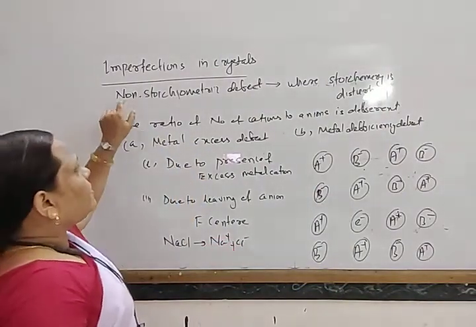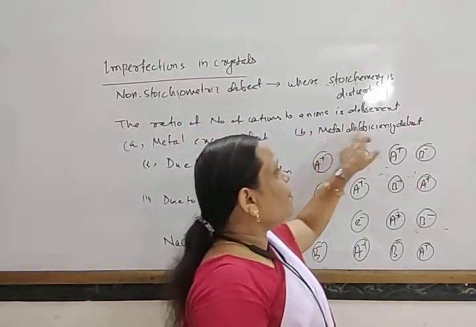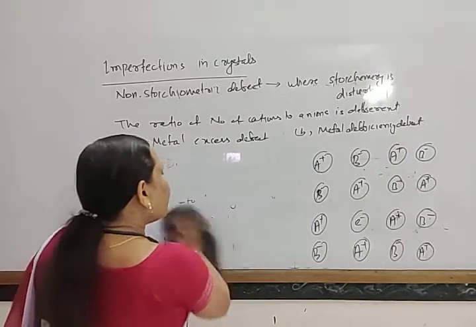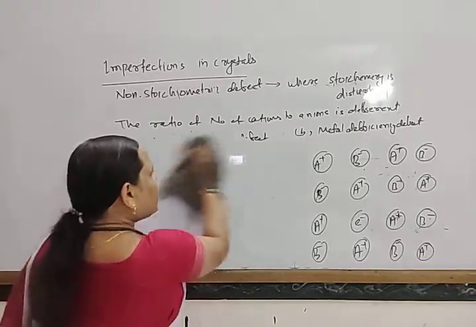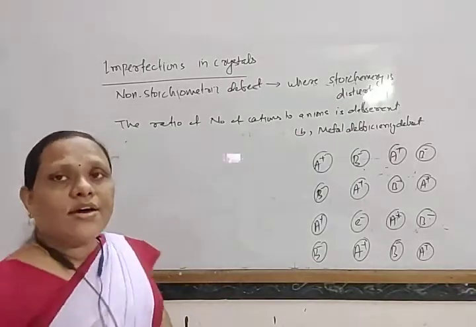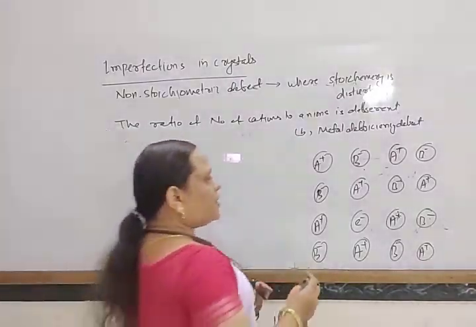Next we come to the non-stoichiometric defect due to metal deficiency defect. Generally that type of defect is shown in the case of crystals which have different oxidation numbers.